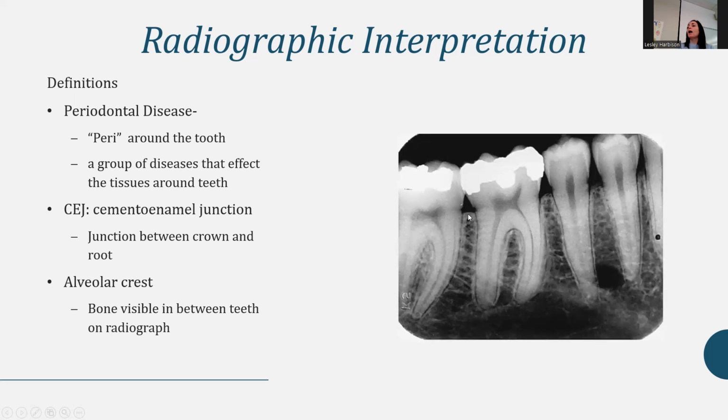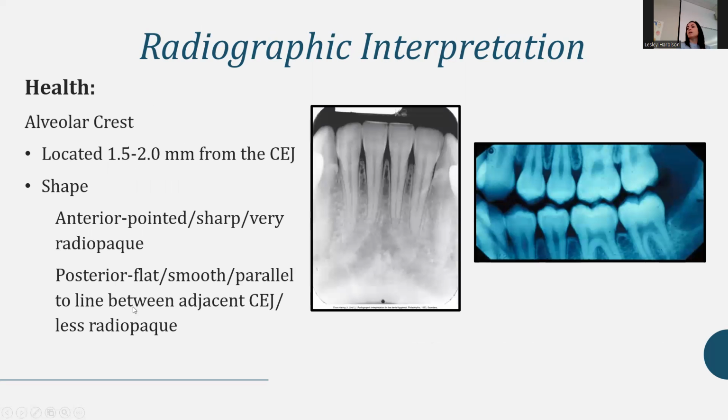And then the alveolar crest is the top of the healthy bone that's in between the teeth. The bone is visible in between teeth on the radiograph. The alveolar crest tends to be more squared off and flat in your posterior areas, and a little bit more pointy in the anterior areas. In a healthy periodontium, the alveolar crest starts about 1.5 to 2 millimeters below the CEJ. It just varies on everybody. And here's another tricky part with x-rays, is that it can look closer or farther away depending on the angle.